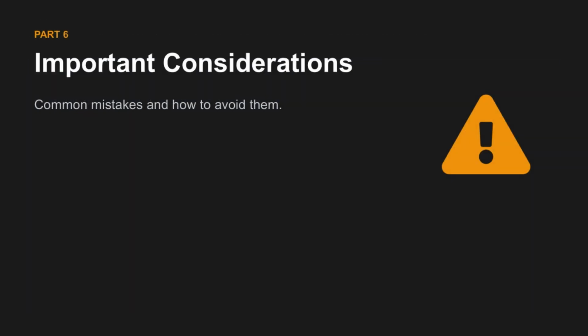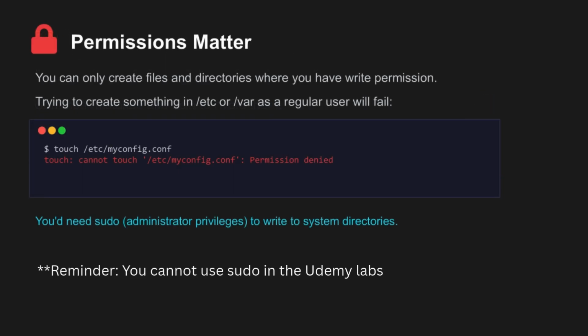So we want to think of a few things that are important. Permissions are really important. They matter. You can only create files and directories where you have write permission. So if you're a regular user and you try to create something in /etc or /var, that's not going to work out. You'll get permission denied. You'll need sudo administrator privileges to write to system directories. So in the labs here in the Udemy labs, can't use sudo.